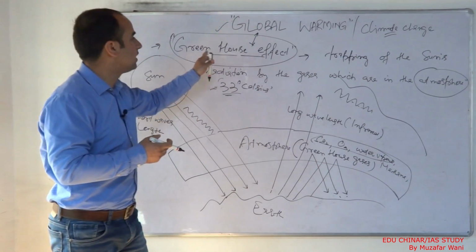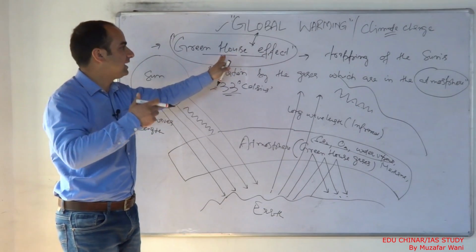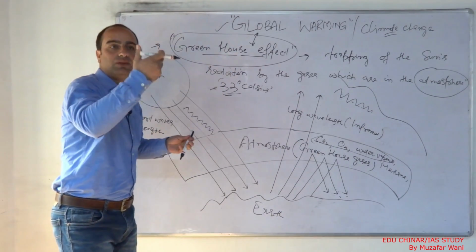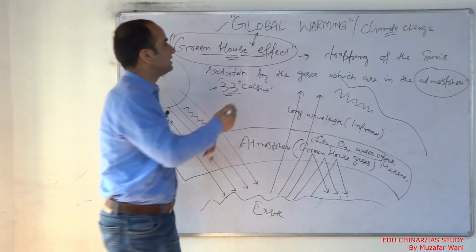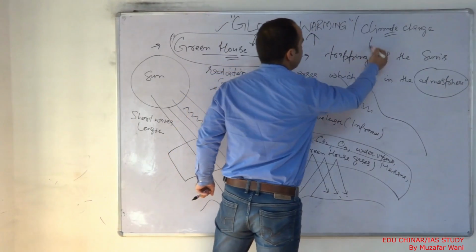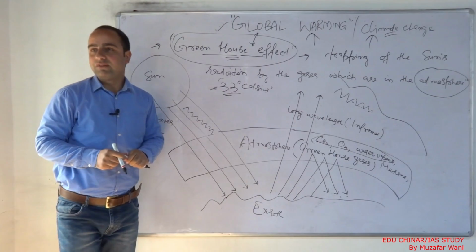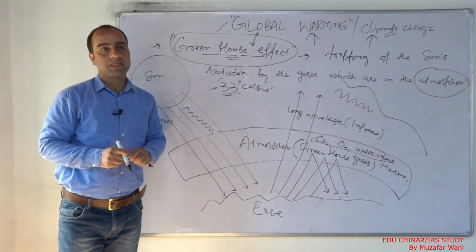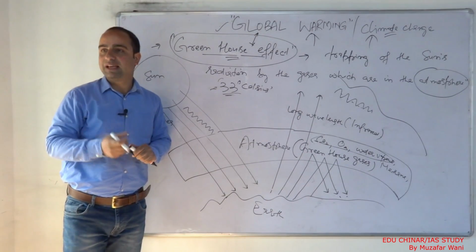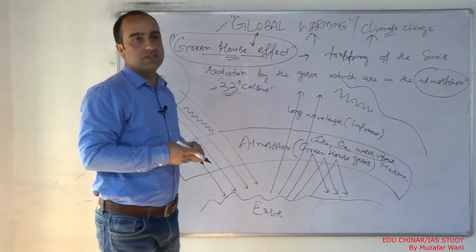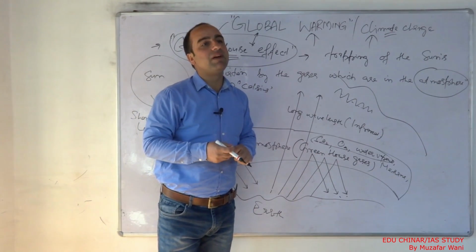So this greenhouse effect is so important for the survival of life. But when this greenhouse effect becomes excessive, when the temperature rises above the normal range, that is what leads towards global warming, what leads towards climate change. Now, the basic cause for this global warming is the burning of fossil fuels. Burning of fossil fuels. The unsustainable way of living.